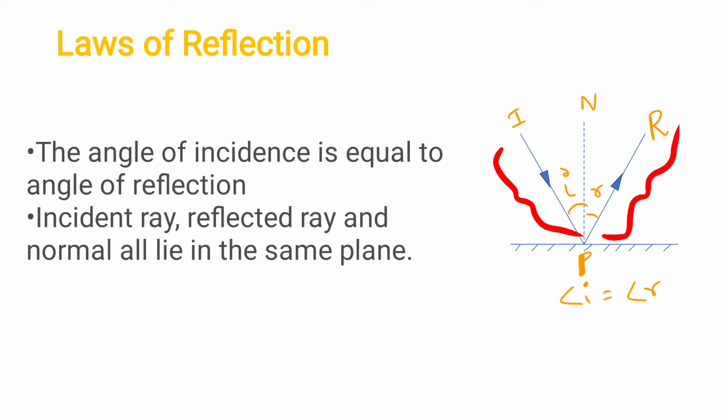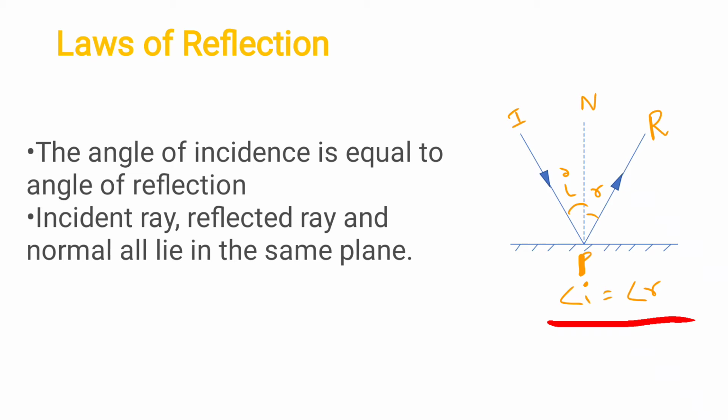So the first point states that the angle of incidence is equal to the angle of reflection, that is angle I is equal to angle R. Now what is angle I? A question is also asked like that: define angle of incidence. You can note it down that the angle of incidence is the angle between the normal and the incident ray, and the angle of reflection is the angle between the normal and the reflected ray. So angle I is equal to angle R.